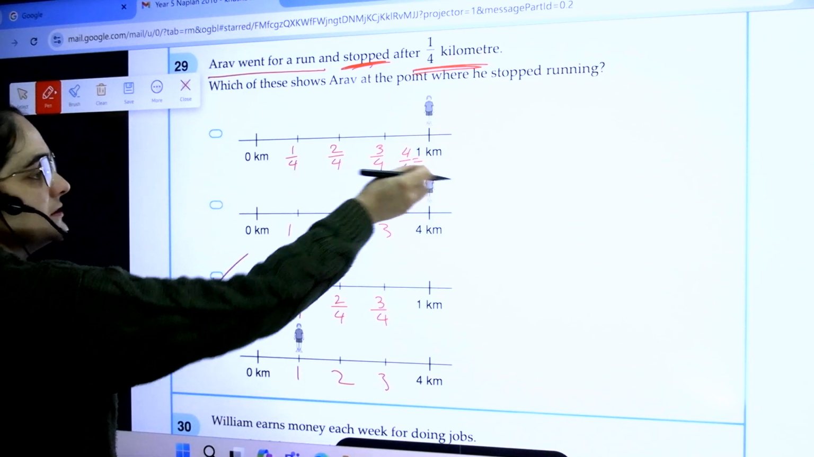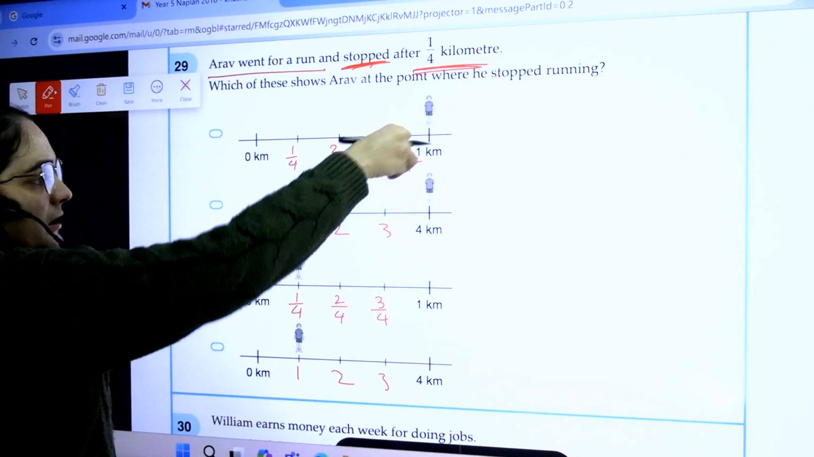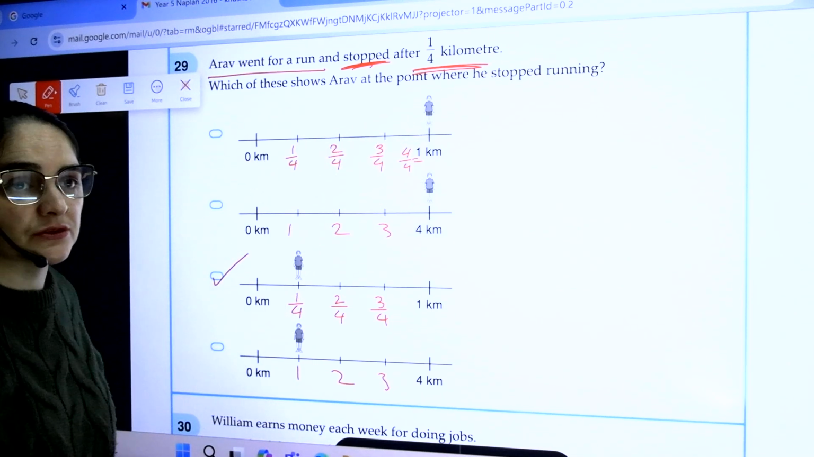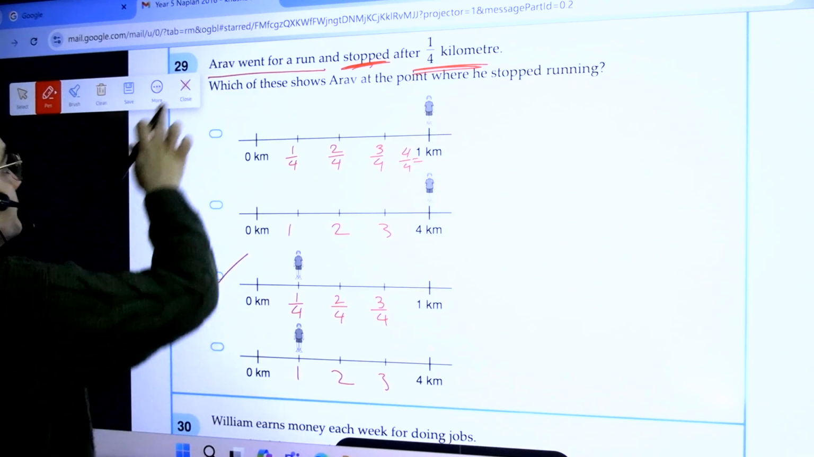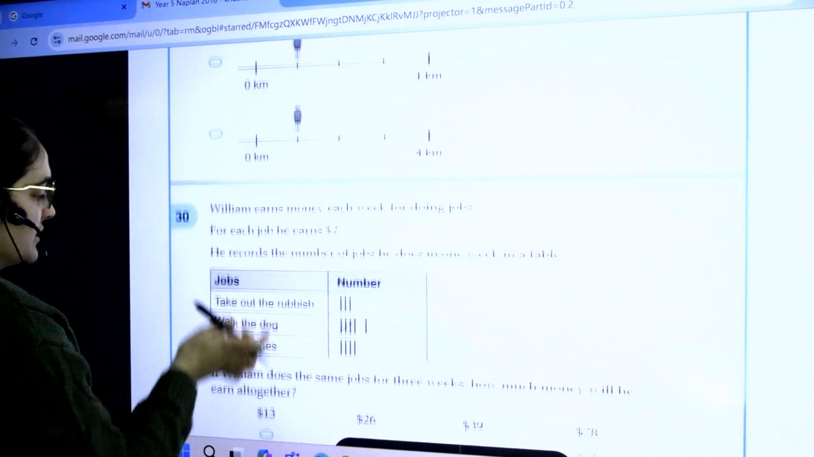Do not forget that 0 to 1, if you do parts of 0 to 1, you will get fractions. Okay, less than a whole is a fraction. I hope this explanation is clear. Let's move on to the next question.